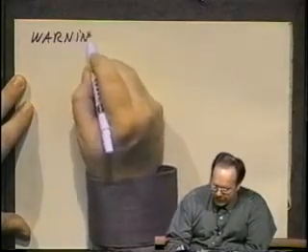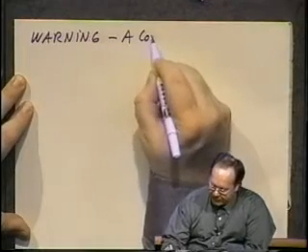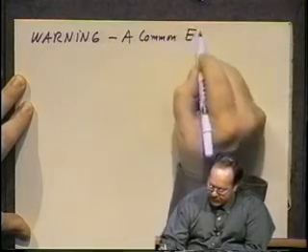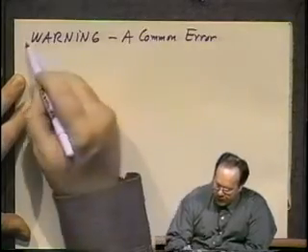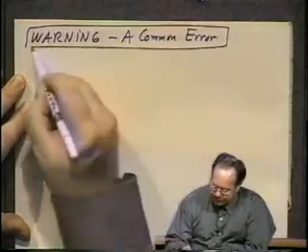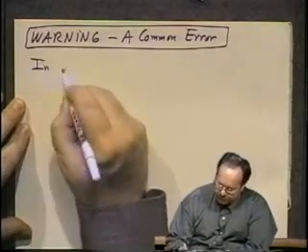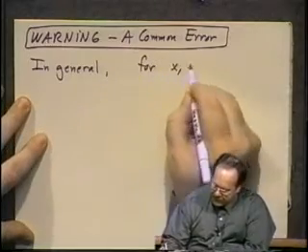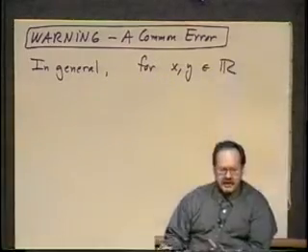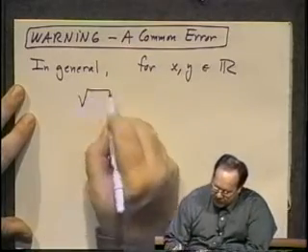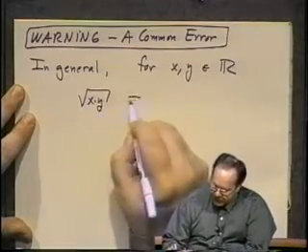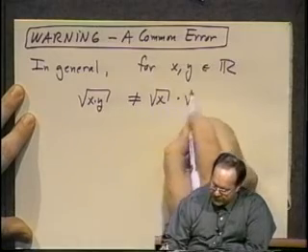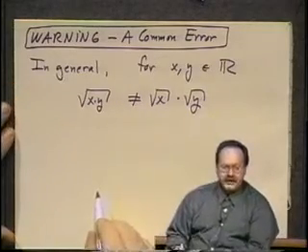Now there's a warning here you need to be aware of, so let me go ahead and lay that out. This is about complex numbers. It's very common. A lot of folks will do this, so it's worthwhile giving a little time to. Warning, a common error. Now in general, that is to say for any x and y in the real numbers you choose, any two numbers, the square root of x times y is not equal to the square root of x times the square root of y. It's just not true.